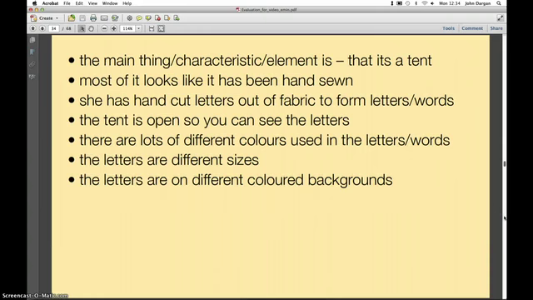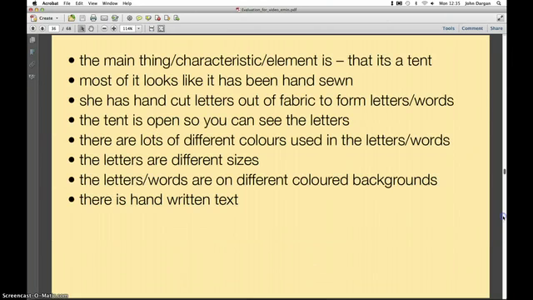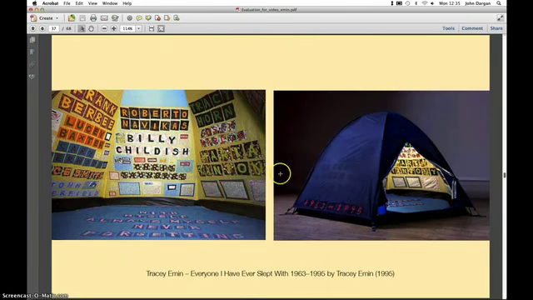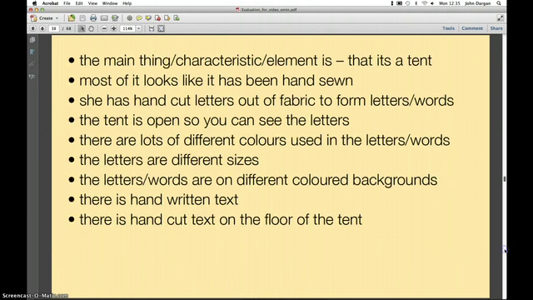Letters on different coloured backgrounds. So the letters are different coloured and they're on different coloured backgrounds. There's also handwritten text that you can see around the bottom of the image here. So these texts presumably relate to the names and the whole general concept of everyone I've ever slept with. And there's hand-cut text on the floor of the tent also.